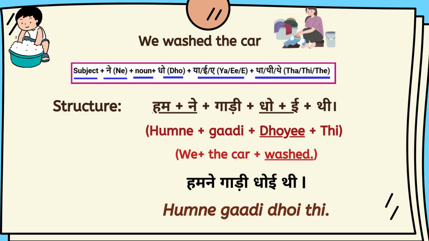Dho, when followed by e, becomes dhoi, which is past participle form for a feminine singular object, which means washed. Followed by thi, which indicates past perfect tense for a singular feminine noun, and it becomes humne gadi dhoi thi.